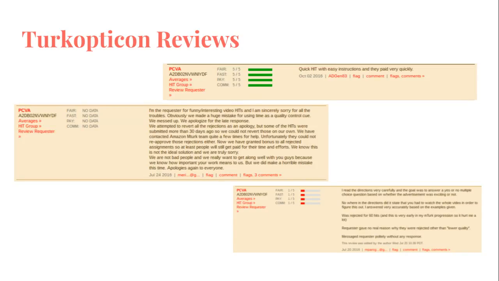So we can see they attempted to revert the rejections that were handed out. But since some of them were submitted more than 30 days ago, they couldn't revert those. And they contacted Amazon MTurk, and they could not help. So they were stuck. So what they did to make people whole from a monetary perspective was they granted bonuses.